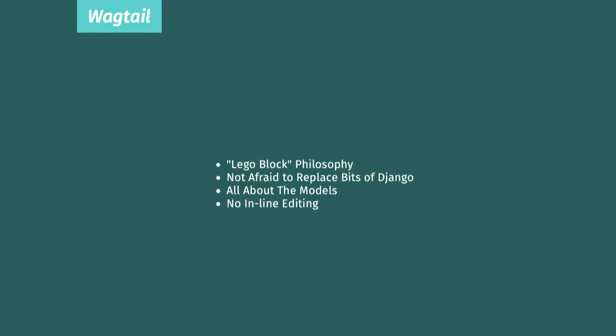Unlike Mezzanine, though, it's not afraid to replace bits of Django with something built from scratch to better suit its specific needs, in particular the admin. Finally, all the action happens in attributes and methods on your page models. When you're working on something simple, this is a breath of fresh air compared to Django CMS, where you're constantly flipping back and forth between files.